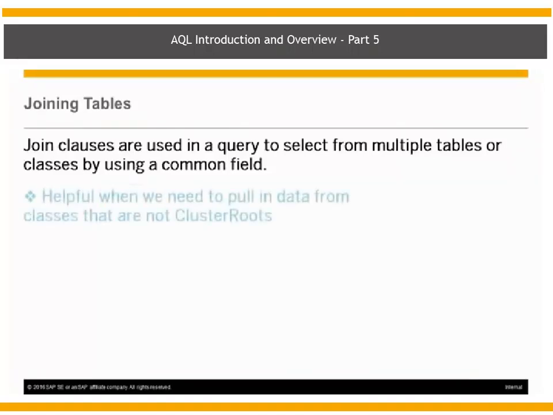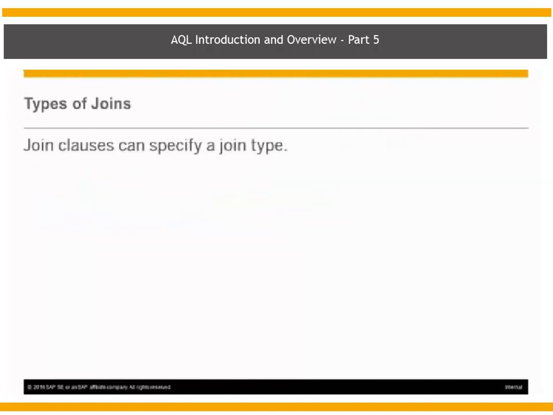Joins can be particularly helpful when we have to pull in data from classes that are not cluster roots. We will touch on this further a little later in this module. A join clause can specify a join type, for example, inner or outer, left or right. There are three main types of joins.